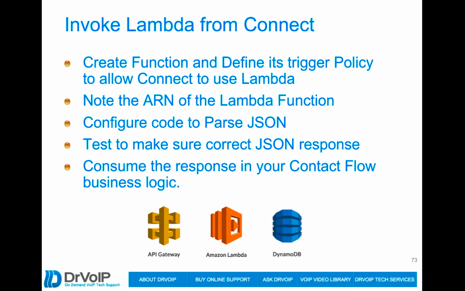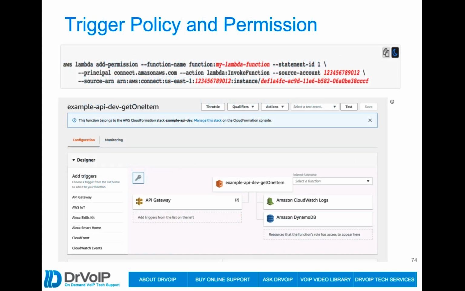So the trigger policy: when you log into Lambda, you're going to see this kind of a setup. And over here are your triggers on the left side, which you will drag over. Unfortunately, as you go through these triggers, you're not going to see one for Connect. So how do you set up the permission? The documentation shows you exactly how the permission needs to be authored.